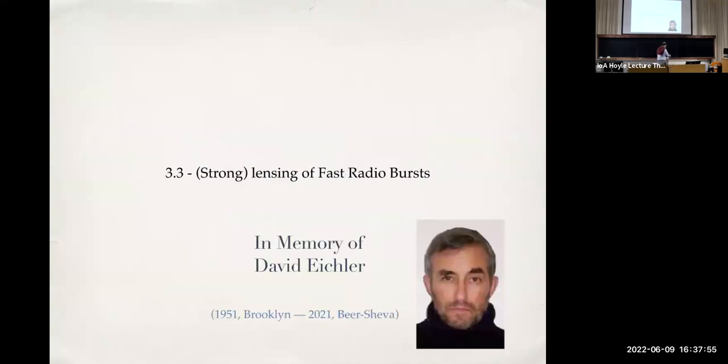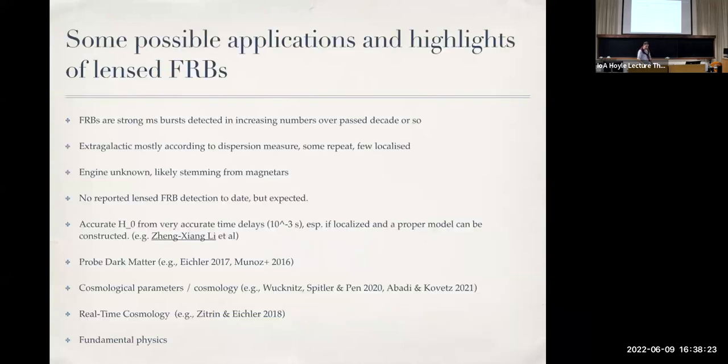Okay, let's talk about fast radio bursts a bit. A dear colleague from Ben Gurion University passed away last year, David Eichler. I don't know how many of you knew him. He was a true genius. He was one of the people who predicted, among many other things, what would be the outcome of two neutron stars colliding, and this was, of course, verified with LIGO and all the afterglows. And we had a nice paper together, thinking a little bit about fast radio bursts and lensed fast radio bursts and what we could do with them.